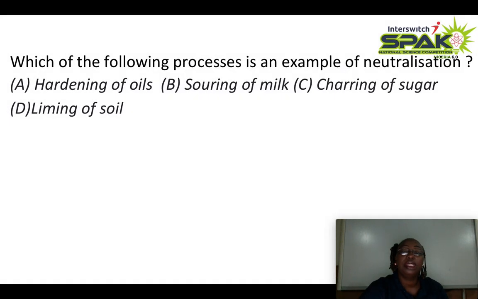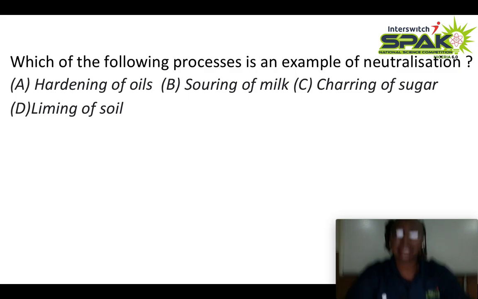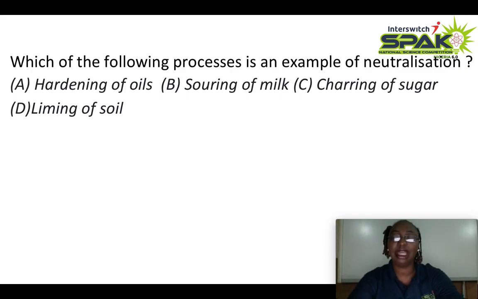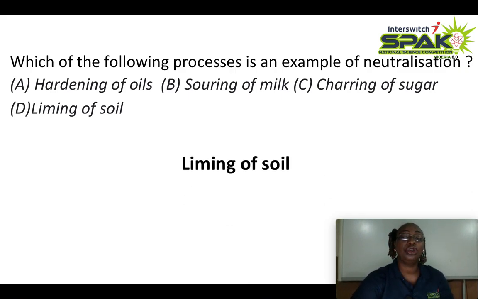Which of the following processes is an example of neutralization? We've said earlier that a neutralization reaction is a reaction between acid and base to give salt and water only. So if you look at all the options, which one do you think is an example of neutralization reaction? Without wasting your time, the right answer is liming of soil. Liming of soil is a neutralization reaction.